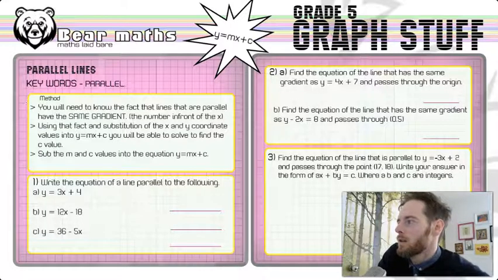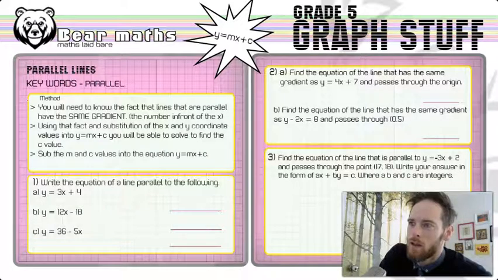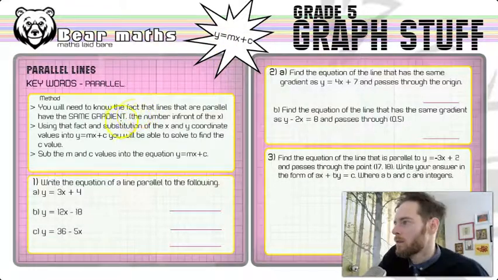The method states you will need to know the fact that lines that are parallel have the same gradient. Put that in big letters. The number in front of the x is what the gradient is. You should know that by now. And I've kept y equals mx plus c here for you. If you've been watching all my videos so far, you will know all of this.